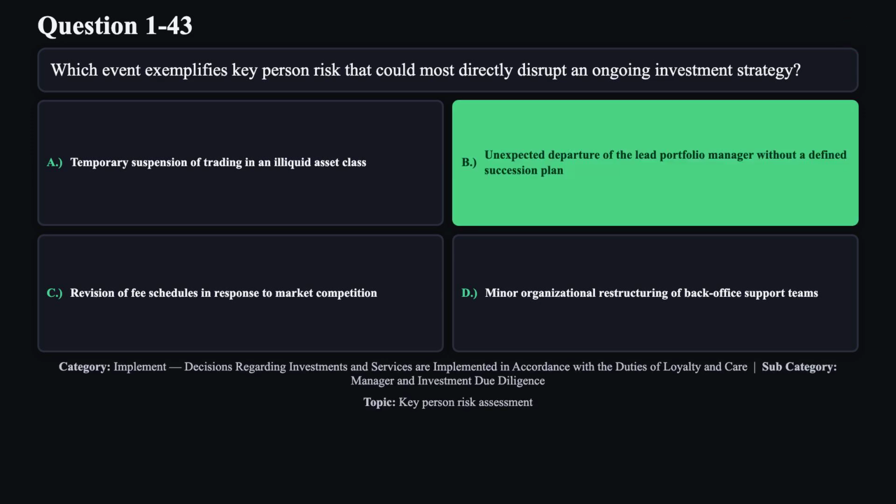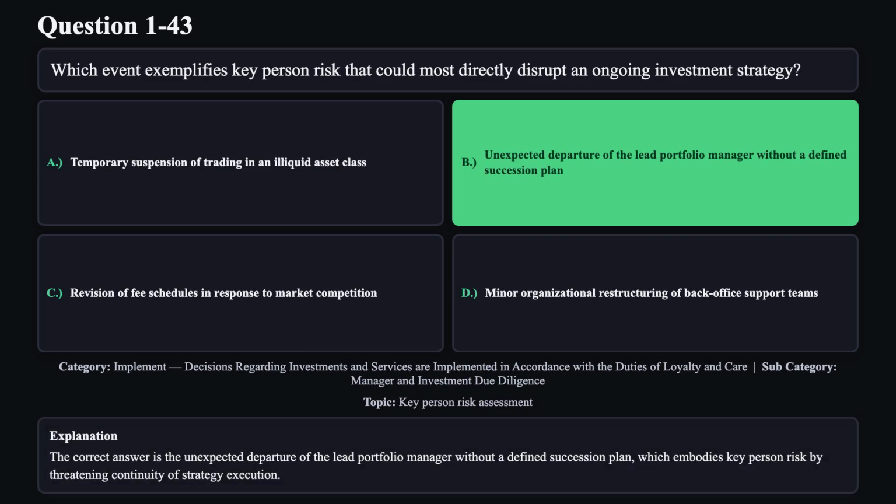The correct answer is B. The correct answer is the unexpected departure of the lead portfolio manager without a defined succession plan, which embodies key person risk by threatening continuity of strategy execution.